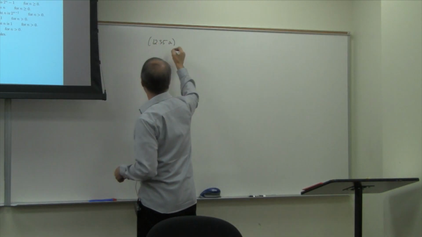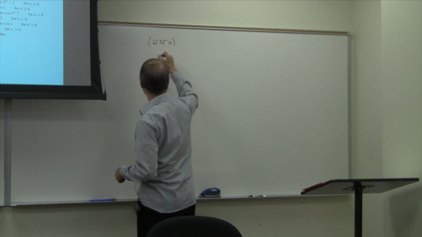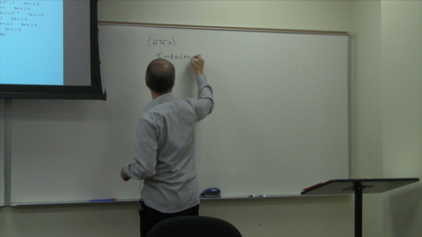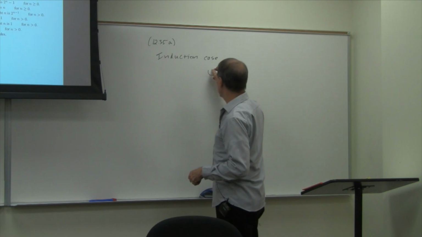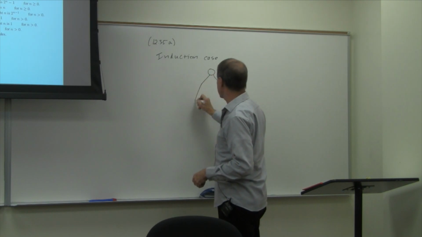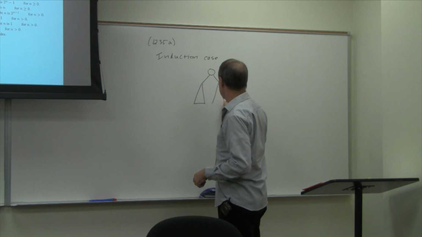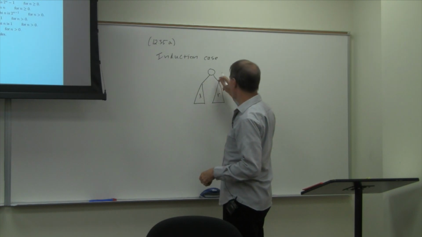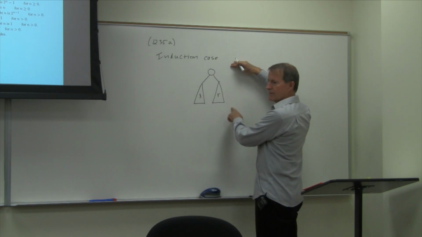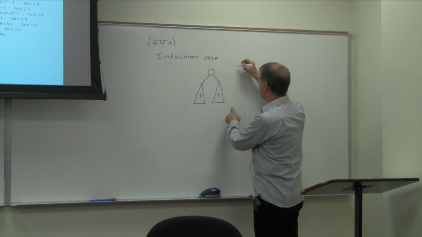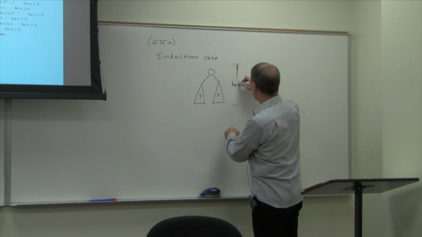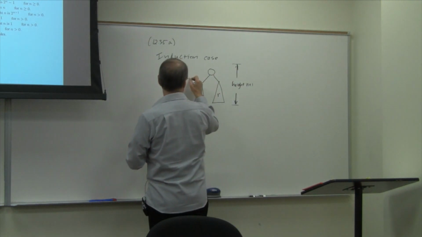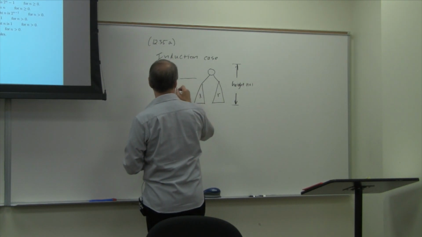Well, it's the same idea as 12.35a, and we're doing the induction case, right? Correct. Well, you set this up the same way. What you do is, the tree looks like this, where this is L and this is R, and this is a tree of height n plus 1. So here, from here to here is height n plus 1, and then from here to here is height n.